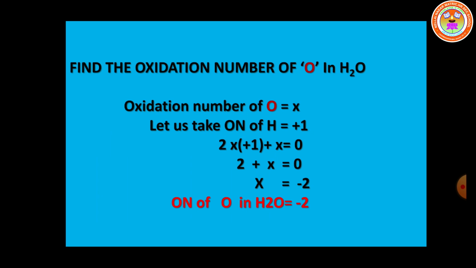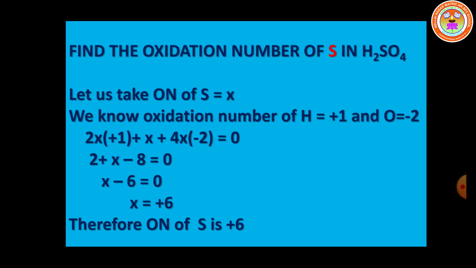So water, what is the molecular formula for water? H2O. So here 2 hydrogen are present and 1 oxygen is present. So 2 into, instead of hydrogen you put the oxidation number of hydrogen +1, plus the oxidation number of oxygen we took as X, equal to 0. So 2 plus X is equal to 0. X is equal to -2. So the oxidation number of oxygen in H2O is -2.